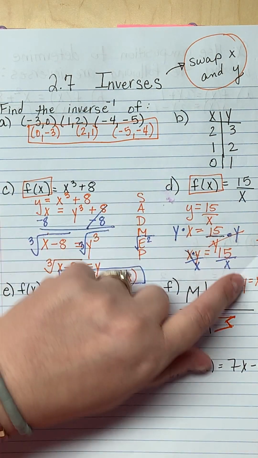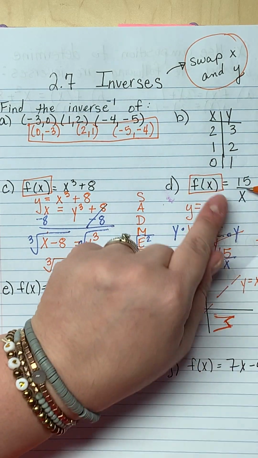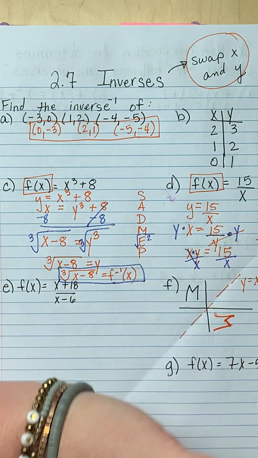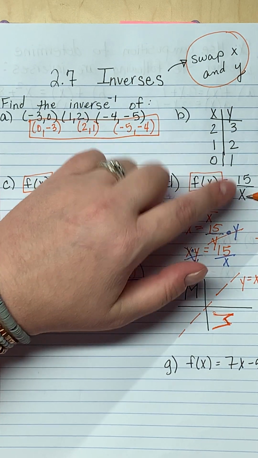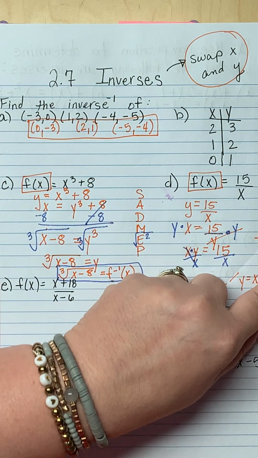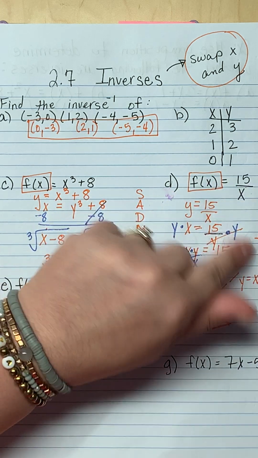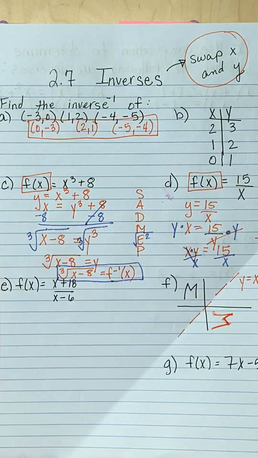And that's okay. If you notice, the inverse and the original are exactly the same. That happens every once in a while, and it usually happens when you just have a number over x. The inverse is still a number over x. So this only happens once in a blue moon, and it definitely happens when you have a number over x.